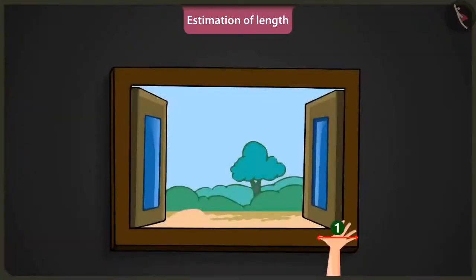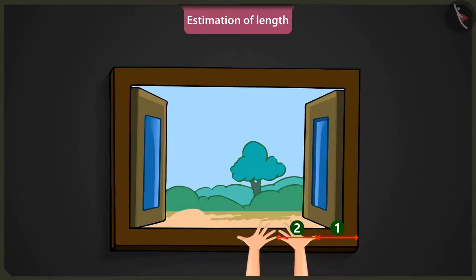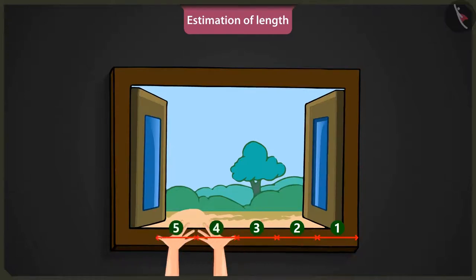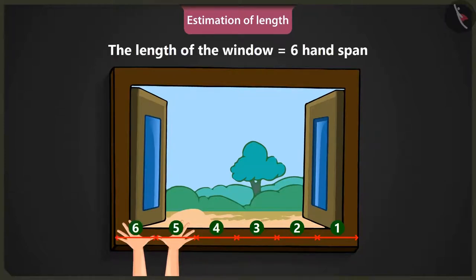This is one hand span long, and now I will place the left hand touching the right hand, that makes two hand spans. Now I lift the right hand and place it forward, touching the left hand. This is three spans long. Now I will repeat the process till I reach the end of the window. Like this, the length of the window is six spans of my palm.